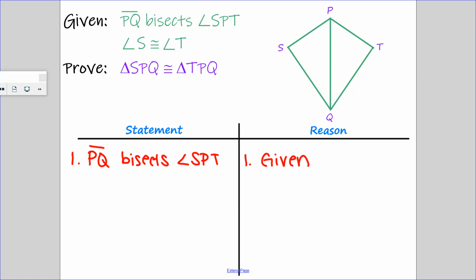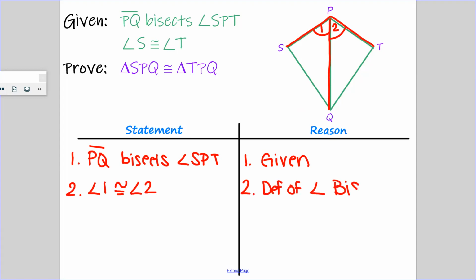If PQ bisects angle SPT, it's splitting angle P up here in half. So I'm going to call those angle 1 and angle 2. And we need to go talk about angle 1 being congruent to angle 2 by what? Good. Definition of angle bisector. And we've got our very first congruent sign, and we've talked about angles.